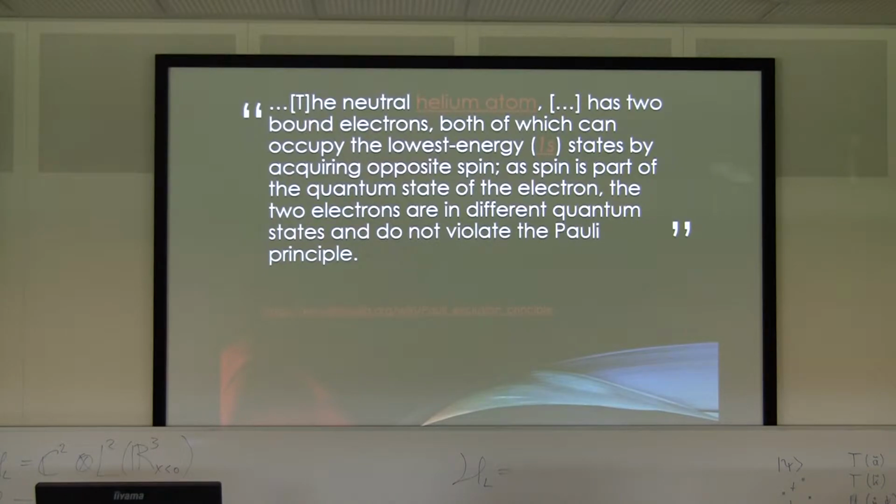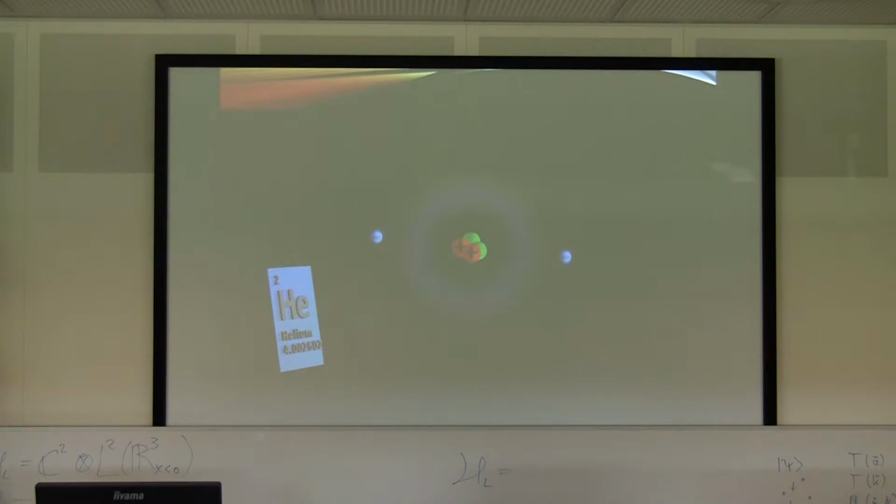Now I'm quoting Wikipedia about the Pauli exclusion principle. We read: the neutral helium atom has 2 bound electrons, both of which can occupy the lowest energy state, acquiring opposite spin. Spin is part of the quantum state, so the 2 electrons are in different quantum states and do not violate the Pauli principle. The Pauli principle says 2 electrons cannot be in the same quantum state, and it's satisfied by these 2 electrons because one is spin up and one is spin down.